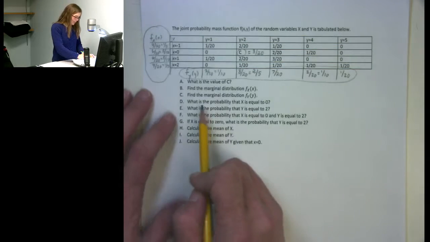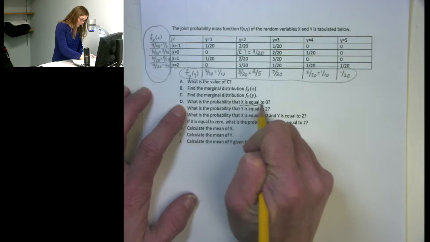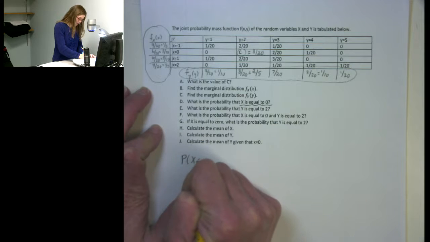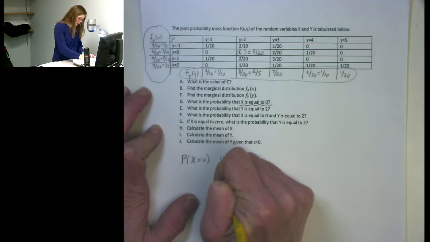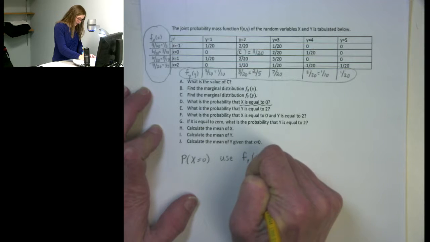So the next thing we're going to do is find the probability that x is equal to 0. Since I'm looking for a probability of x alone, I'm going to use the marginal distribution of x and evaluate it at 0.